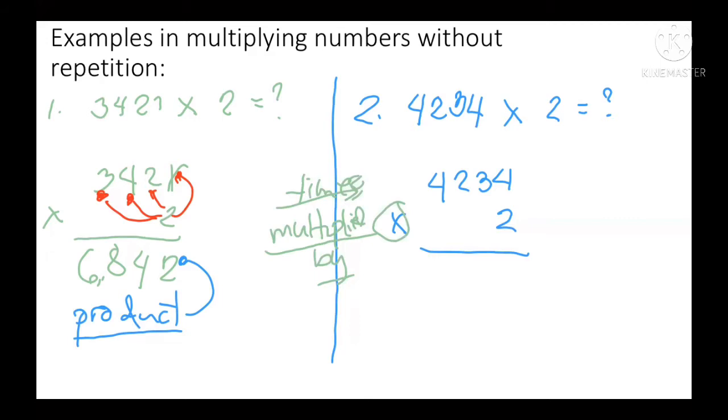Okay. Now let us solve this one. We will start with the ones place. So what is 2 times 4? 8. Very good. 2 times 3. That's 6. Good job. 2 times 2. Yes, that is 4. And then 2 times 4. 8. Good job. So what will be our product?